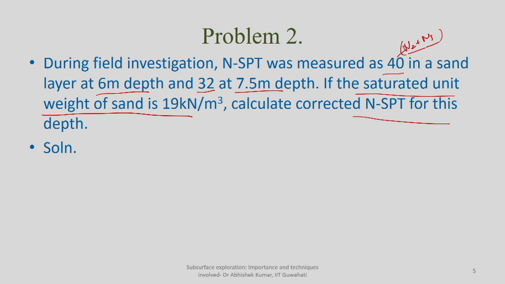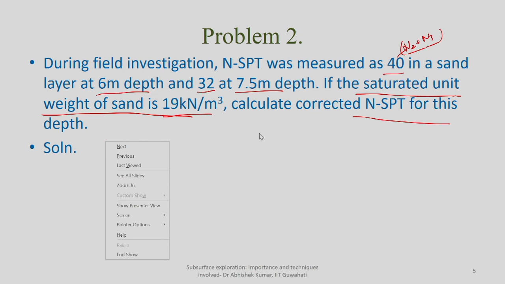So, it is told like considering the soil is saturated sand having unit weight of 19 kN per meter cube, which you can get from the collected sample tested in the lab, you have to determine what is the corrected NSPT value. So, corrected means you have to apply the correction whatever we had discussed earlier. So, let us solve this example, but before going into detail, let us see what things are given here.